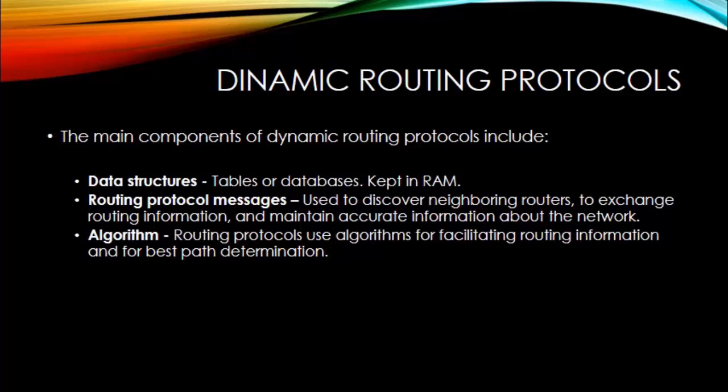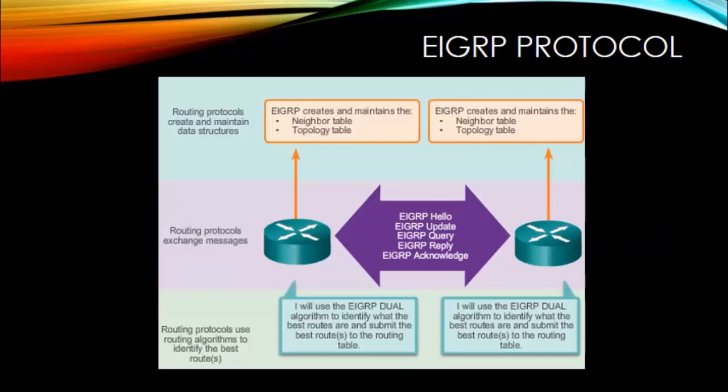The main components of dynamic routing protocols include data structures, which are tables or databases kept in RAM; routing protocol messages, which are used to discover neighboring routers, to exchange routing information and maintain accurate information about the network; and the algorithm. Routing protocols use algorithms for facilitating routing information and for best path determination. This is an example of the EIGRP protocol.